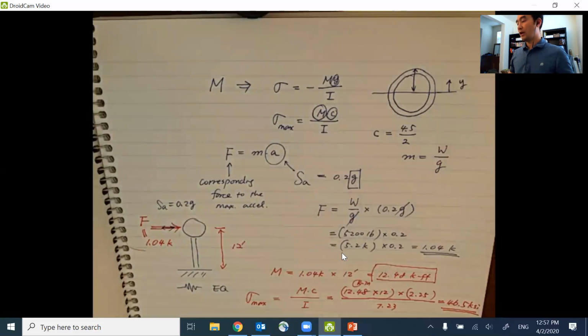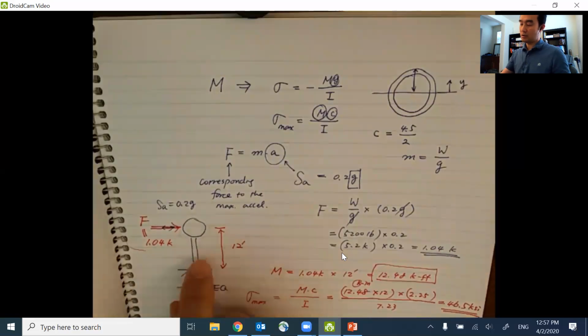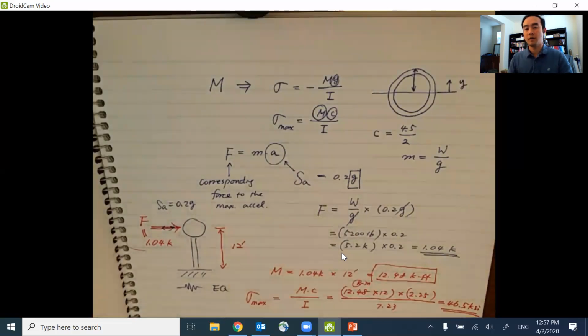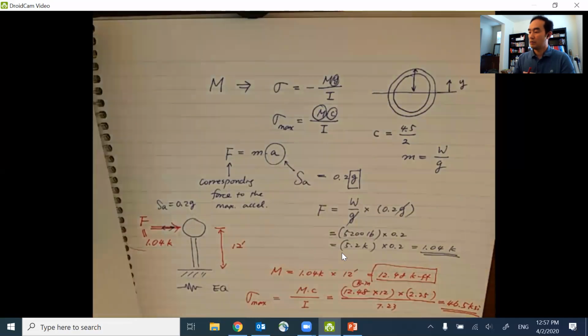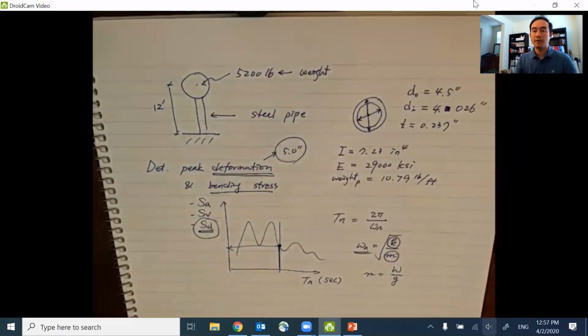All right, so this is the end of this video clip, and I'm going to continue to go over example 6.3, which is the same problem, but now we're going to use a slightly different section to try to strengthen the steel pipe. So replace the steel pipe with a different size and see how that affects the earthquake demand. I'm going to upload the next video clip in a minute.